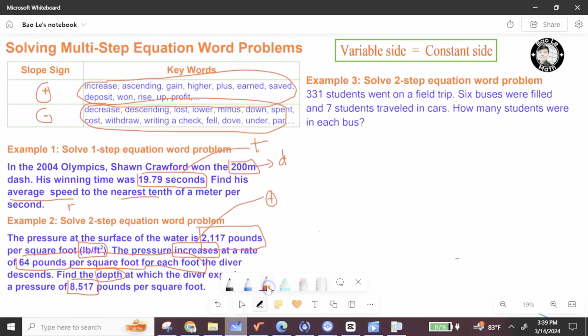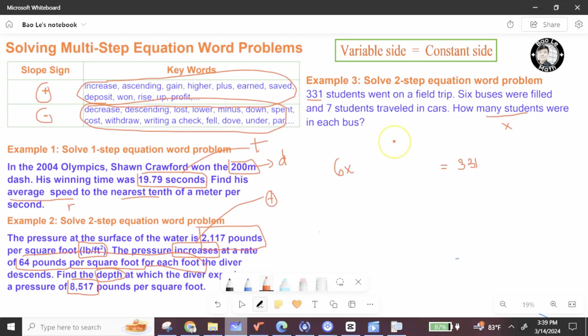Alright, let's move on to number 3. So there are 331 students who went on a field trip. So this is a total, so I put 331 right here. Because the question asks how many students were in each bus, I don't know how many students, so I put S. But I know there are 6 buses. So the total number of students in 6 buses should be 6 multiplied by S, right?